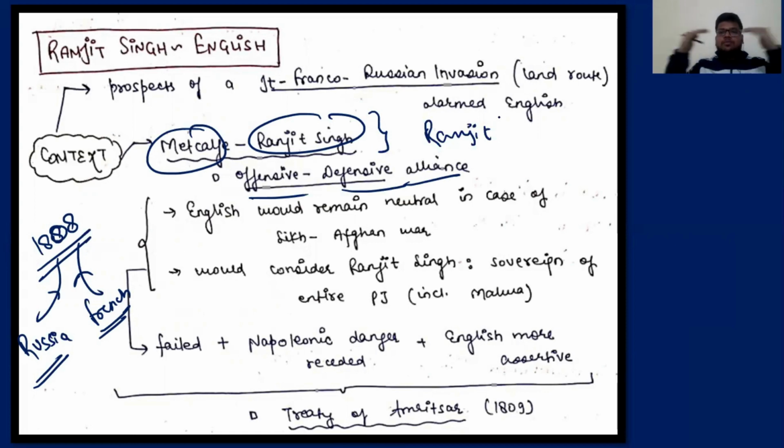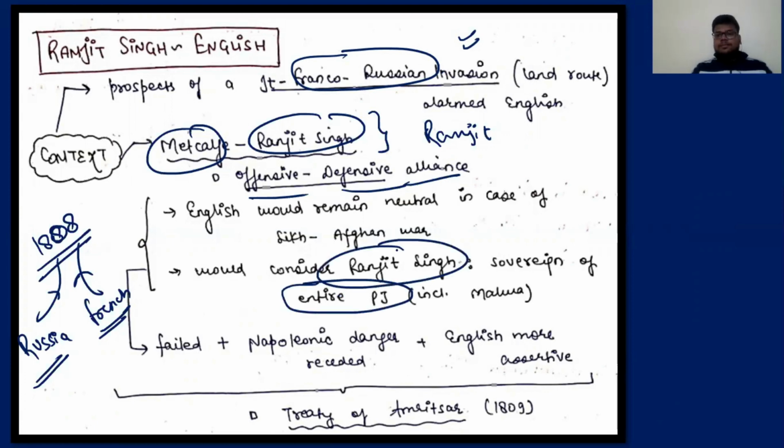So a partnership of equals, so to say, because Metcalfe was sent by Minto. We have read that. Metcalfe wanted an alliance of equals with Ranjit Singh because he needed Ranjit Singh. There was a prospect of a joint Franco-Russian invasion, and that alarmed the Britishers. So they said that the British would remain neutral in the case of a Sikh-Afghan War, and would recognize Ranjit Singh's sovereignty over the entire Punjab, including Malwa. These were the talks which were about to happen, at an equal level.